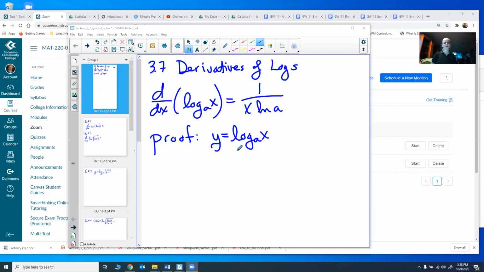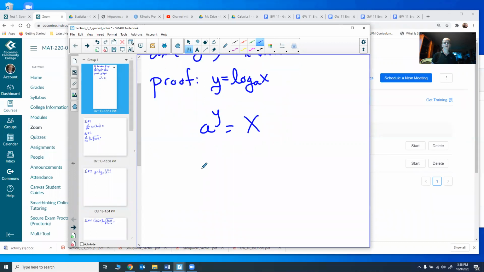So we're going to start with y equals log base a of x. In exponential form, this would be a to the y equals x. So we now have this, and we can do implicit differentiation, take the derivative with respect to x of both sides. We're using implicit differentiation because we have y by itself, but we don't know what that derivative is. So we can use implicit differentiation to find this.